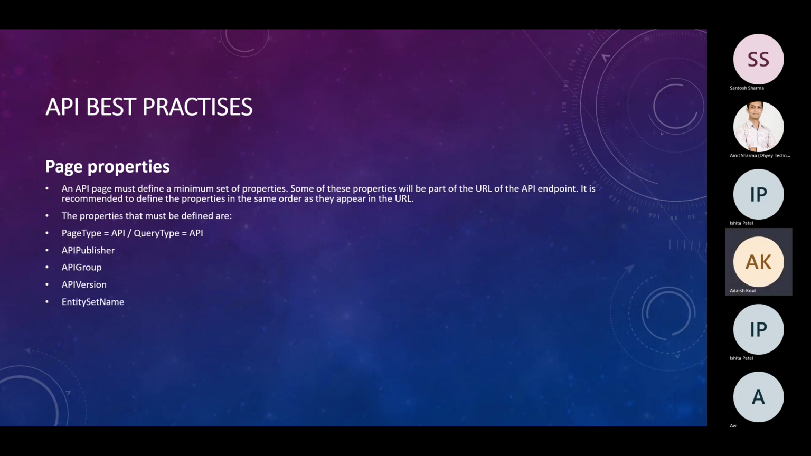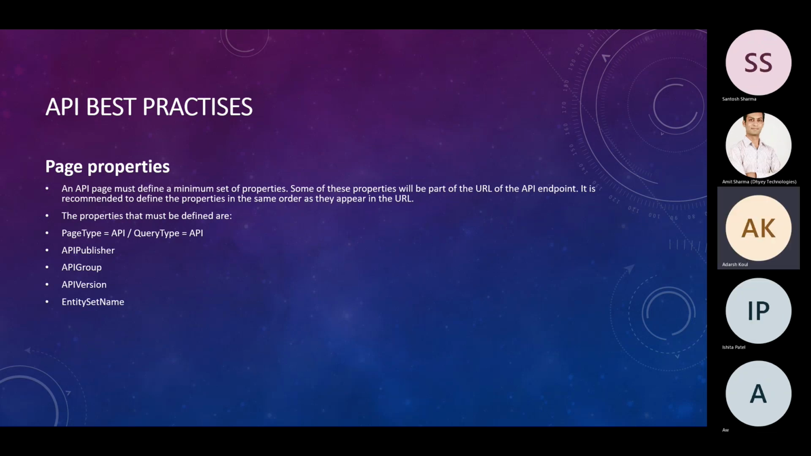Okay. So we discussed API versions. Now comes entity set name. The entity set name is the plural entity name. Think of it as the name of the collection of entities. It is recommended to use camel casing for this property. The value is case sensitive.